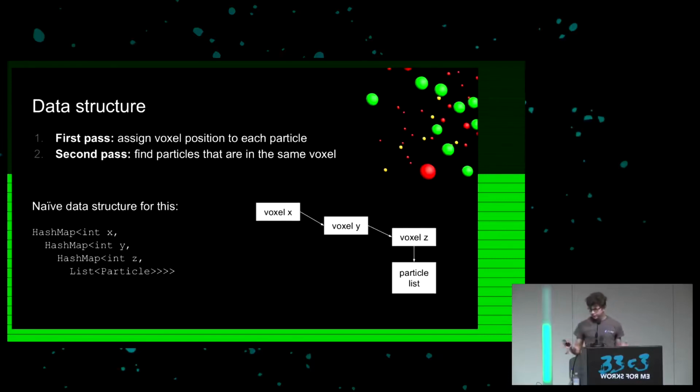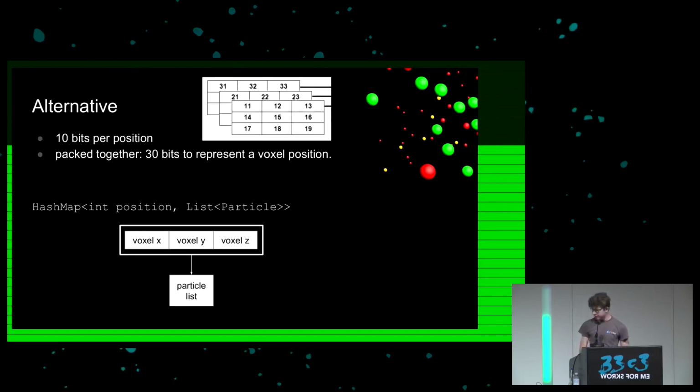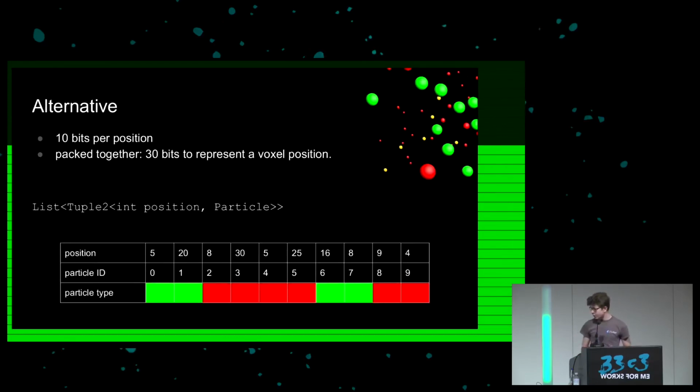So basically, first you have to find all these voxels for every step of your simulation, and then you have to do the collisions. If you're very naive, you can build a 3-level hash table, and it will be extremely slow because you have to build a huge hash table every cycle. So instead, you can put all these 3 dimensions, the x, y, and z, into one integer and build a 1-level hash table, or you can build a list of tuples, which is what I'm doing in this program, where you have the position, which is this 30-bit integer, and the particle number.